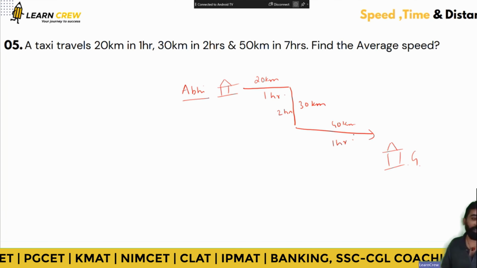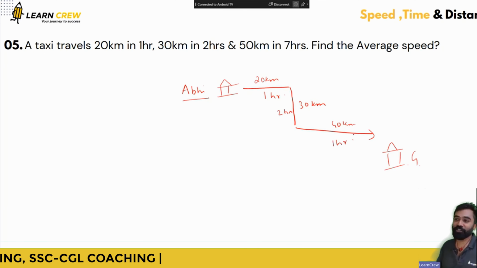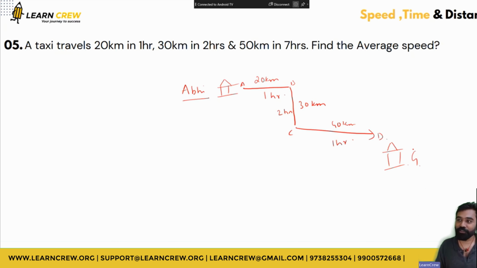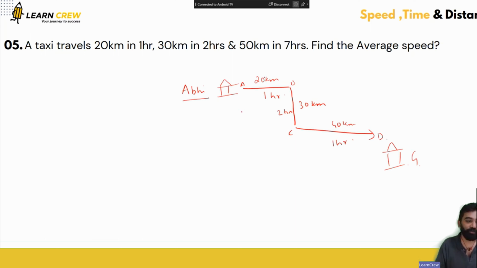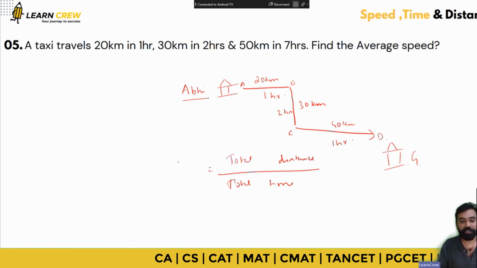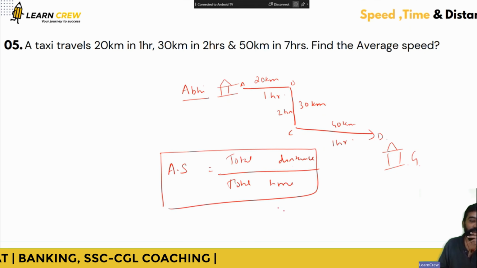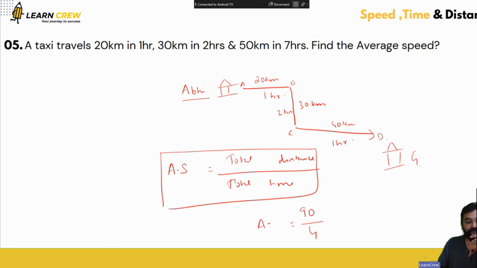Now, what's the average speed at which Abhishek is traveling to reach his girlfriend? How do you calculate it? This is point A, point B, point C, point D. We need to see how many kilometers he is traveling and in how many hours, then we calculate the average, the same way as in the basic question. Add all distances divided by total time. Or it can be written as total distance divided by total time will give you the average speed. The total distance here is 20, 30, 40. 20 plus 30 is 50, 50 plus 40 is 90. 90 divided by 4 is going to be the average speed.